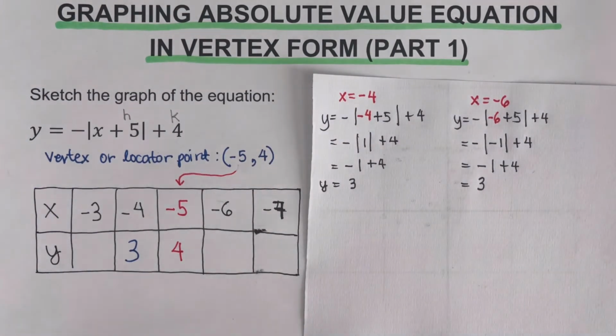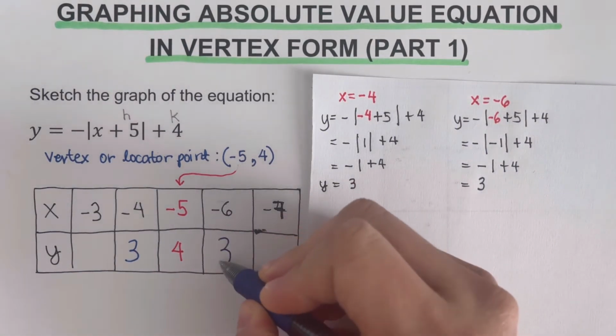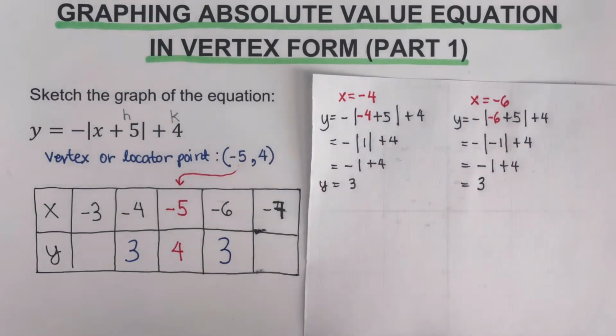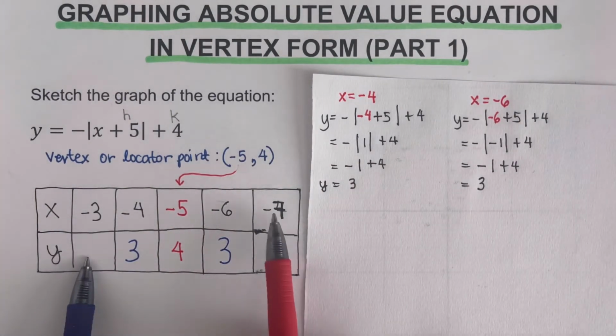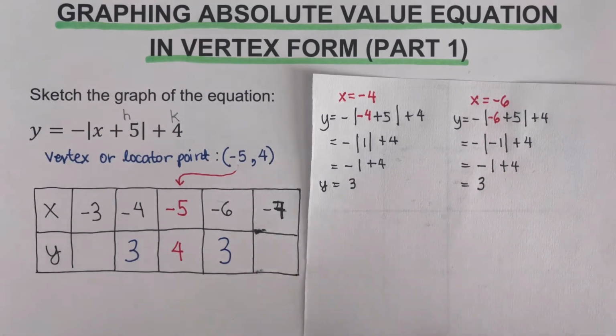And so there's a negative in front. So the negative of a positive 1 is a negative 1. And so that's how we got 3 right there. So we put in 3 here. And then I'm going to show the work for x is negative 3 and x is negative 7 down here.